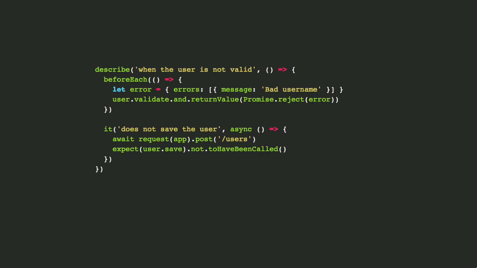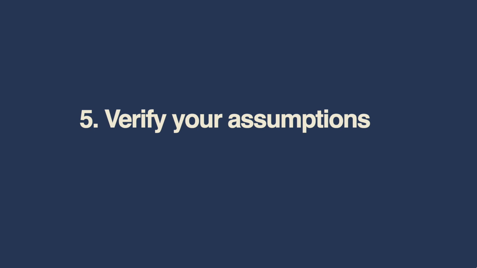When the user is not valid, all we want to do is stub the validate method out to return some errors in the way that Sequelize formats them. And then in that case, check that the user is not saved. Again, look at the redirect result earlier. We wanted to check redirect versus no redirect. Here we're checking saving versus not saving. Again, just by checking a function has been called. And then you just carry on down the stack, verifying your assumptions.